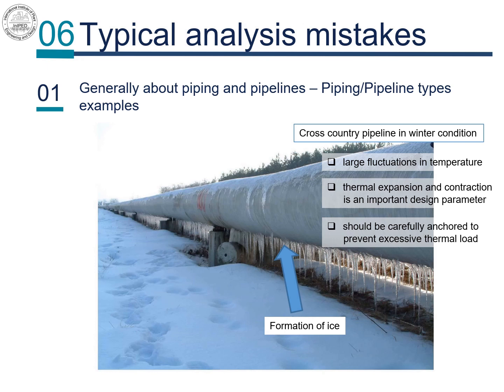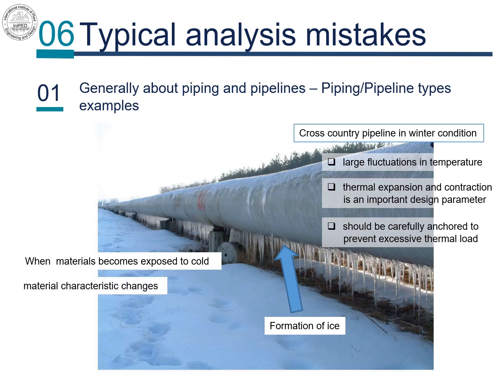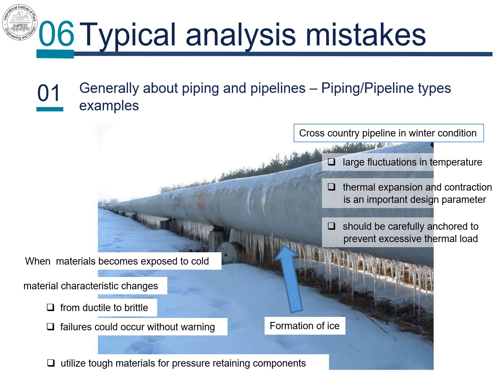And important to notice is also the following. When the temperature is lowered, there is a transition of material characteristic from ductile to brittle, and brittle failures could be catastrophic and without warning. In other words, it is vital to remember that when piping materials become exposed to cold, they lose their ductility and exhibit brittle behavior. Therefore, it is important to utilize tough materials for all pressure retaining components under low temperature.